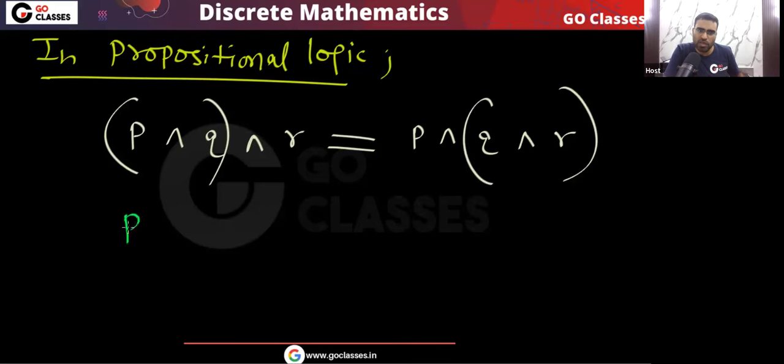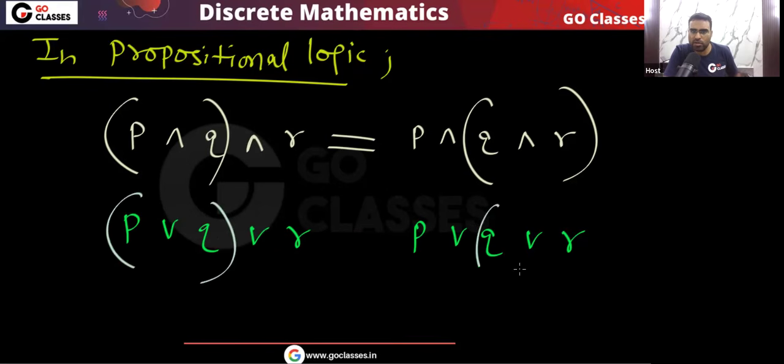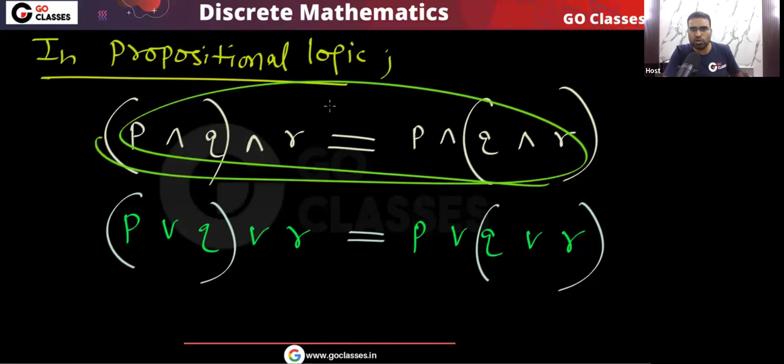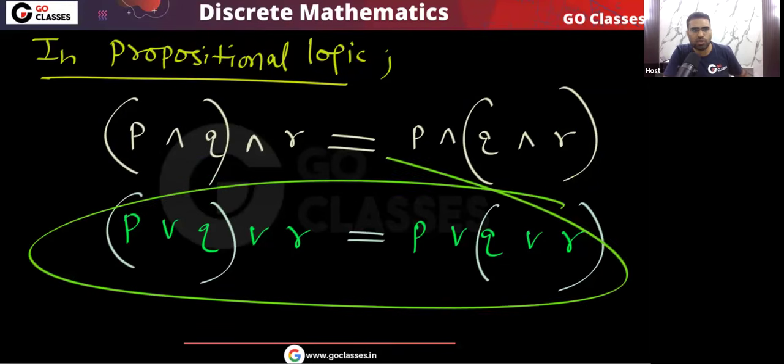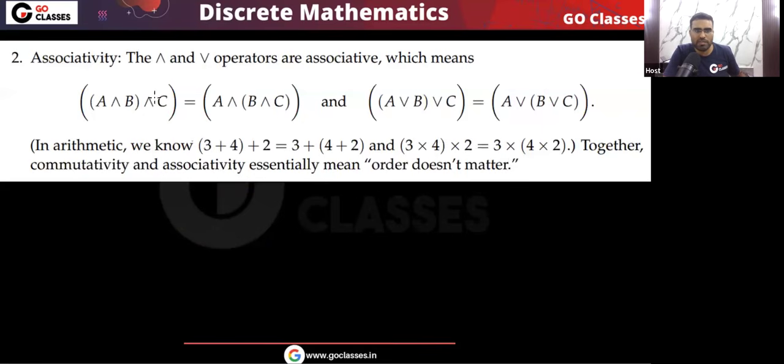AND, OR both are associative. P or Q or R. You can create the truth table and you can check. This is not a complicated thing. This is a very intuitive thing, that AND, OR are actually associative. Yes or no? AND is associative, OR is also associative. Both are associative. Okay, so a very simple point. You can see AND is associative. First do this or first do this, you can see the result will be the same. OR is associative. First do this, first do this, the result will be the same.